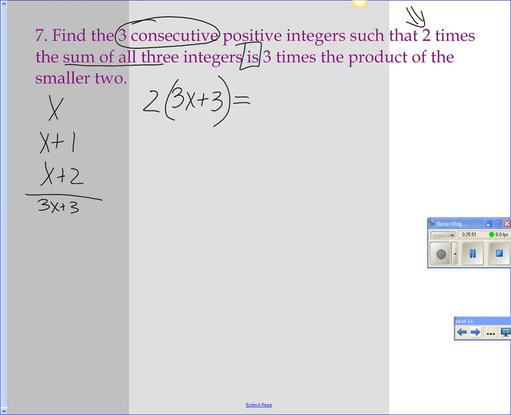All right, then I see 3 times, so I'm going to put 3 in a parentheses. Riley M., what does it mean by the product of the smaller two? Which two are the smaller two? Good. I'm going to go ahead and multiply these two and skip that step. What happens when you multiply these? What do you get? Very good. x squared plus 1x. All right. Jack, help me right here. What would you do next right there?